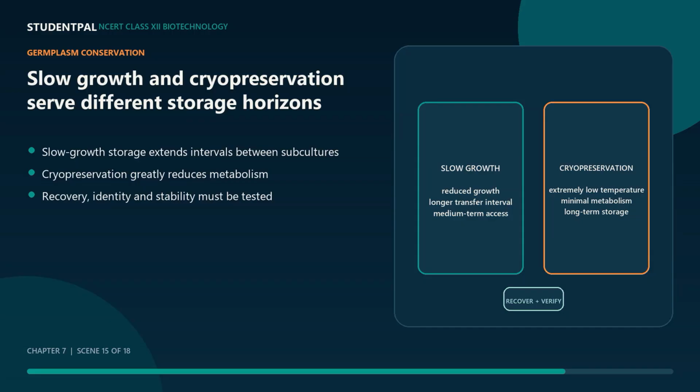Cryopreservation stores suitable tissues at an extremely low temperature, usually after protective preparation, so metabolic activity becomes minimal. Meristems, embryos, cell cultures, or other propagules may be used depending on the species. Survival immediately after thawing is not enough. Material must resume organized growth, regenerate plants, and retain identity and important characteristics. A conservation system also requires documentation, duplicate storage, contamination control, and a recovery plan.